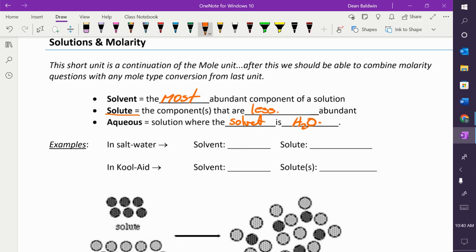All right. So if you have salt water, we just talked about this. This is salt water essentially. What's the solvent? It's either the salt or the water. What is it? It's the water, the more abundant thing. So the solvent is the water. The solute is the salt, NaCl.